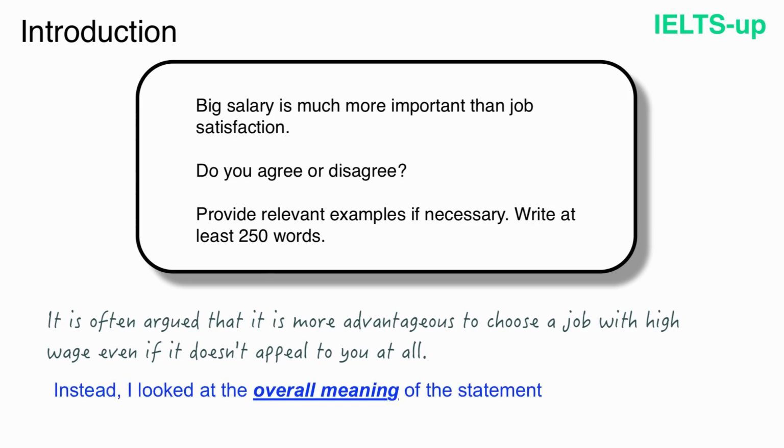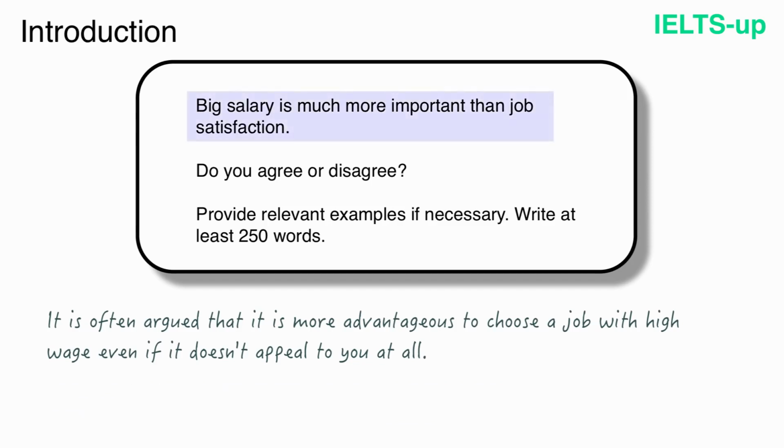Instead, I looked at the overall meaning of the statement and restated the whole idea with other words. What is our statement? Big salary is much more important than job satisfaction. Or, in other words, it is better to take a job with big salary, even if you don't like it. You see? The same idea, with different words.